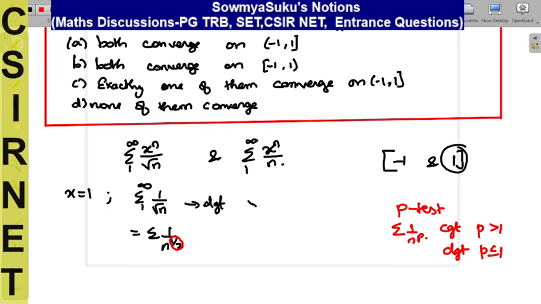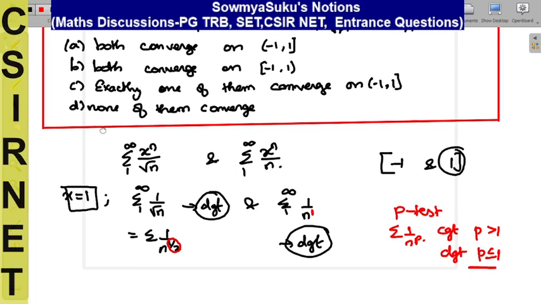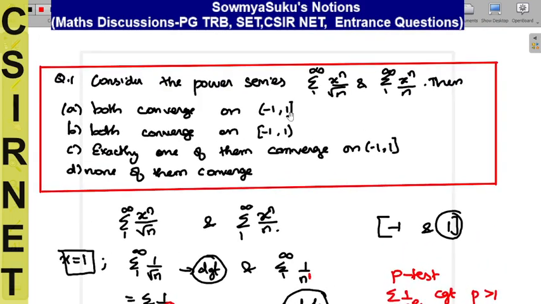And what about the second series, summation 1 to infinity 1 by n? Here also the value of p is equal to 1, which is again divergent. So both are divergent for x equal to 1. Option A says convergent at x equal to 1, but we are getting divergent, so option A is wrong.